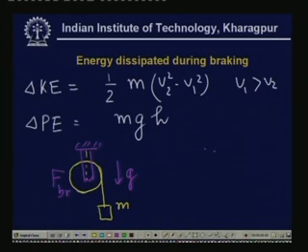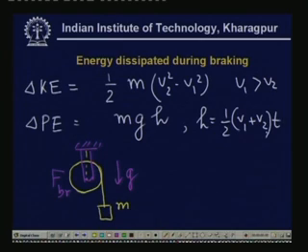Now, it is very easy to see that h is nothing but half v1 plus v2 times t. Here t is the time over which the braking force is applied, and this is the average velocity, v1 plus v2 by 2, where v1 is the velocity before application of the brake and v2 is afterwards. So the net distance is half v1 plus v2 times t. So this is very easily seen, and this is the change in potential energy.